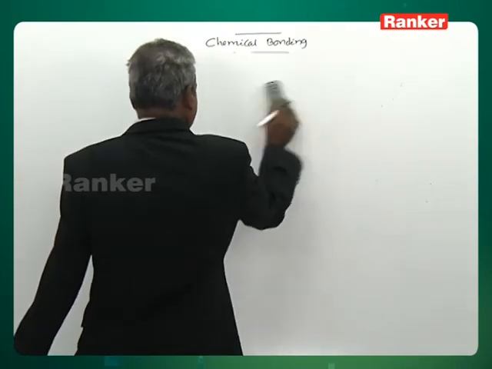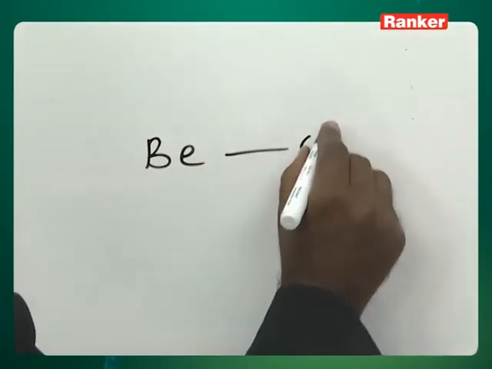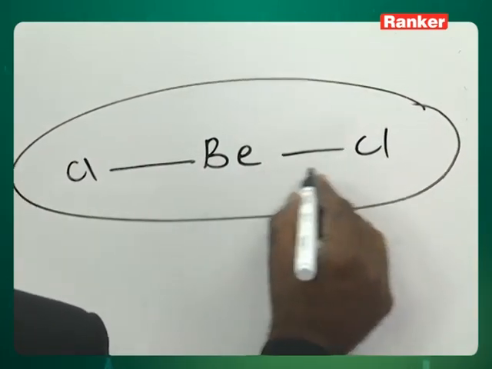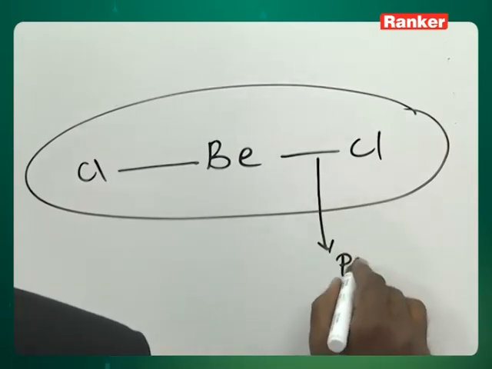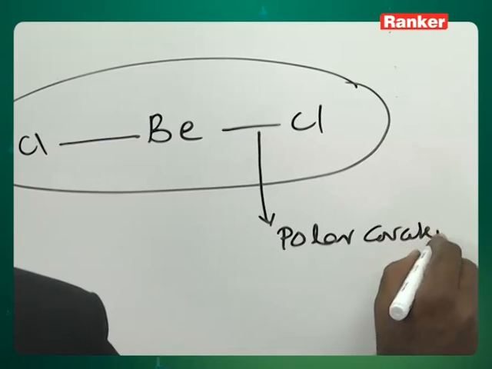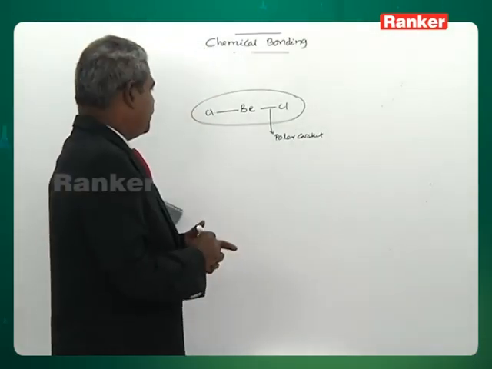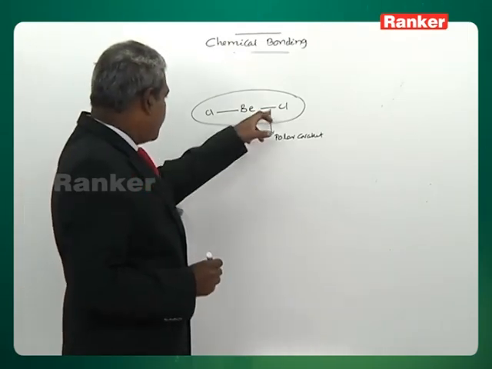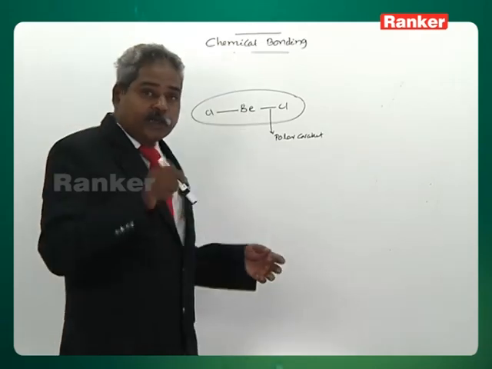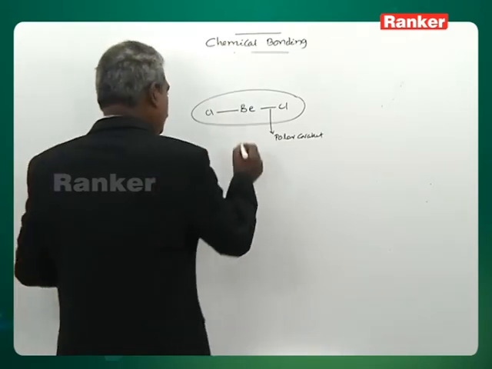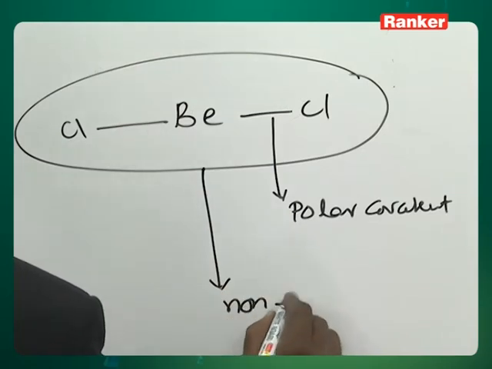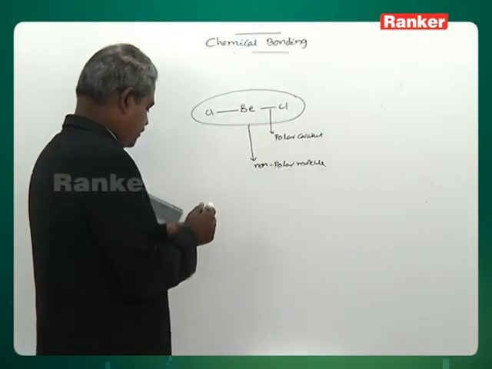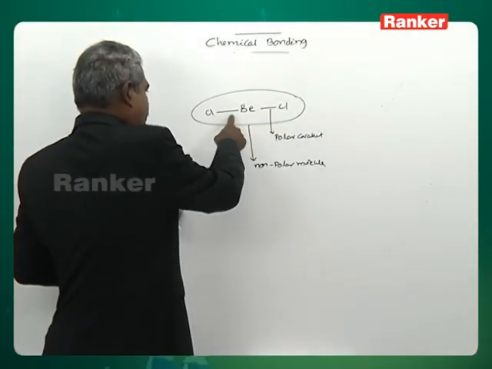Look here, an interesting case in point: BeCl2. Here, the bond between beryllium and chlorine is a polar covalent bond. Why is it polar? Because it is between two different atoms, beryllium and chlorine. It is a polar covalent bond. This is also a polar covalent bond. It means the bonds are polar, but the molecule as a whole is a non-polar molecule. Carefully observe: polar bond, but molecule as a whole non-polar.